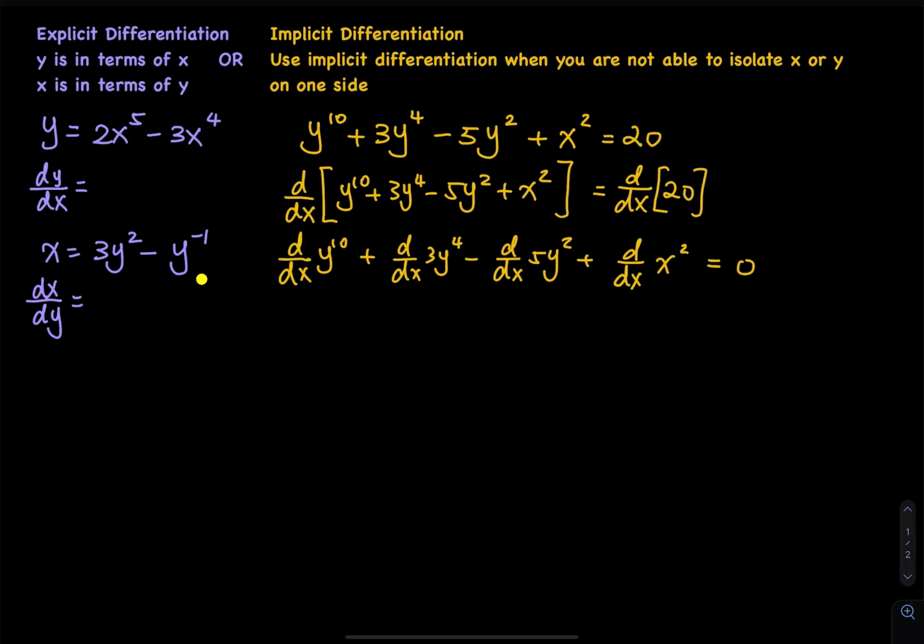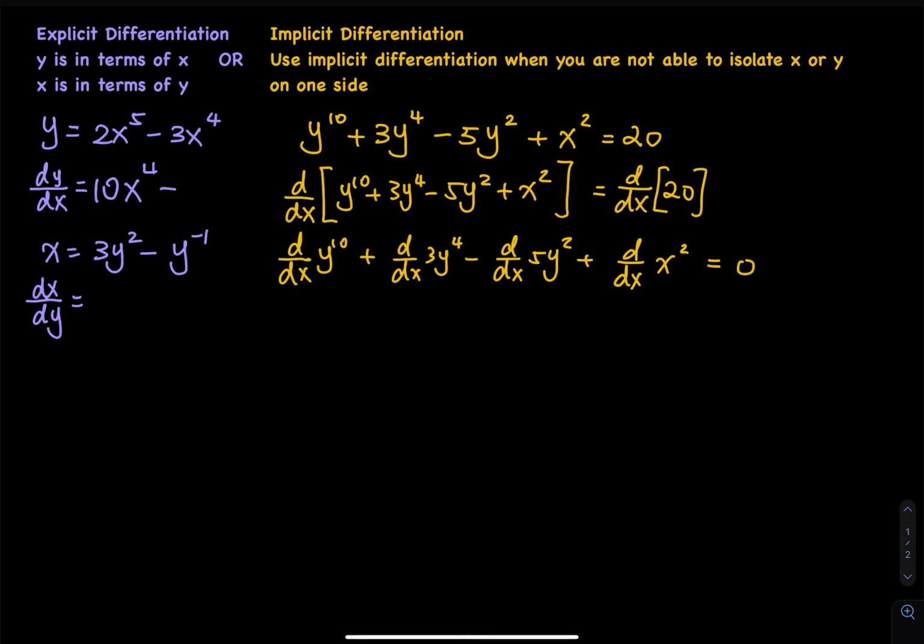So for explicit differentiation, you have y in terms of x or x in terms of y. When you do differentiation, you simply take the derivative on both sides. On the left hand side, you call that dy/dx, the derivative of y with respect to x. Since you say with respect to x, you are treating x as an independent variable. So for the first one, you bring the 5 down. 2 times 5 is equal to 10. So x raised to the 5 minus 1.